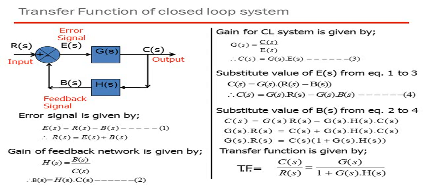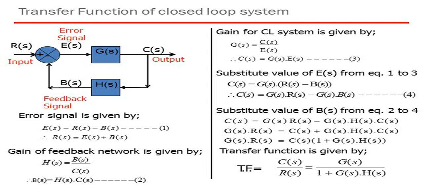See again, in the first equation we represent R of S minus B of S, that is error signal E of S. In the second equation we represent the B of S, that is feedback signal, and in the third we represent the output signal C of S. Now we have to substitute the value of E of S from equation number 1 into equation number 3. See, in the first equation the value of E of S is R of S minus B of S. So we have to substitute it into equation number 3.